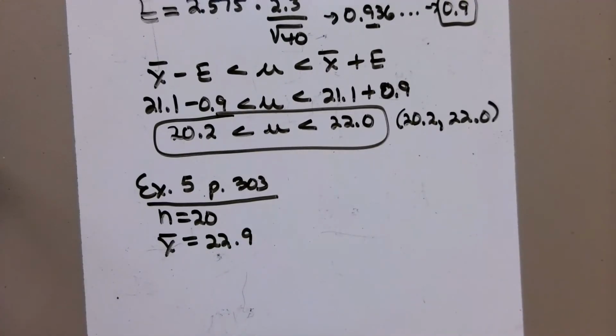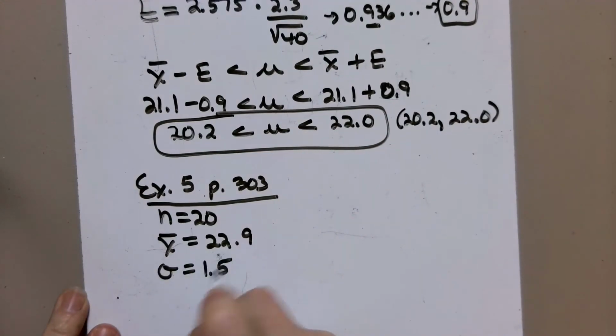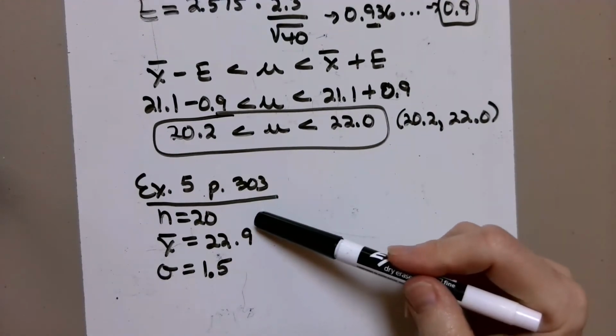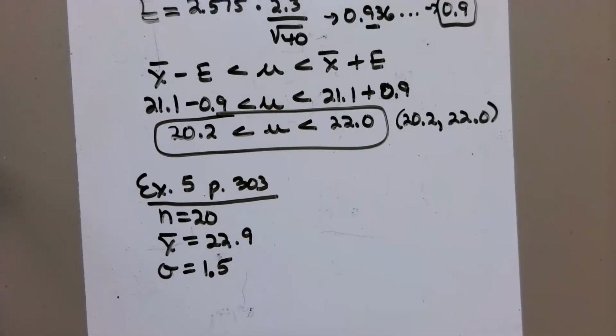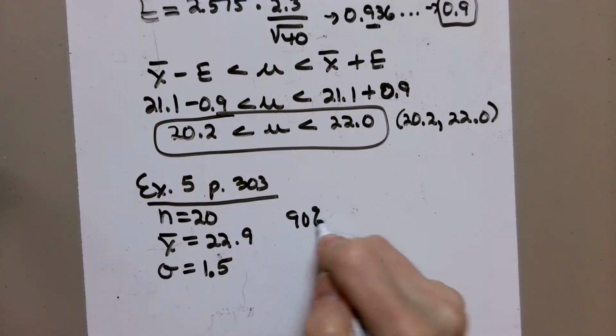From past studies, the standard deviation is known to be 1.5 years. So we'll assume that's from the population. They didn't tell us it was from a sample. And the population is normally distributed. That's important because we don't have a large sample of 30 or greater, but because we have a normally distributed population, we can keep going with all of our formulas with normal distribution. Construct a 90% confidence interval. So we want a 90% confidence interval.